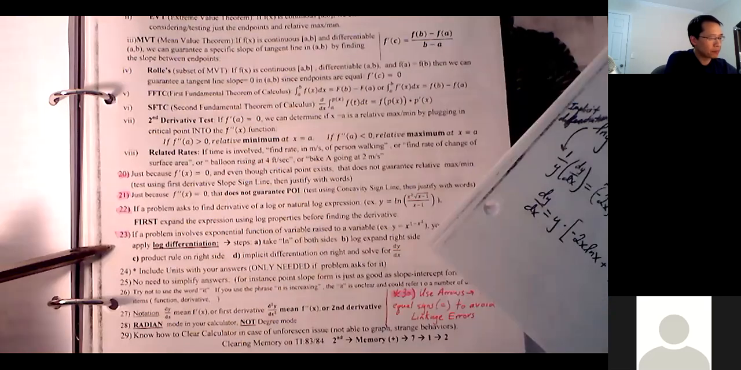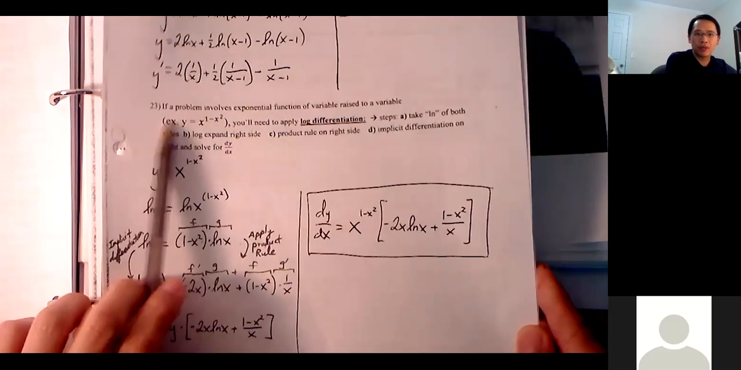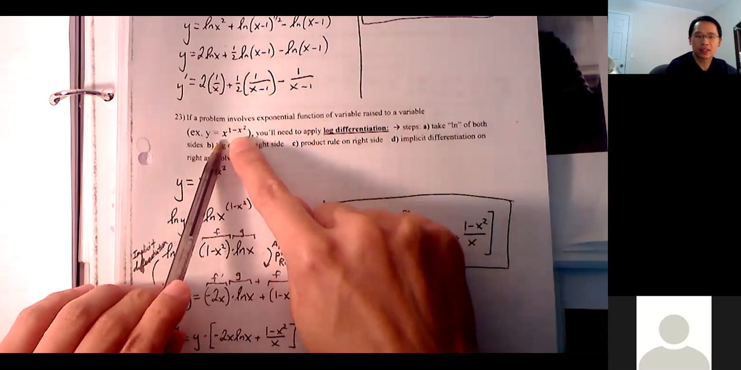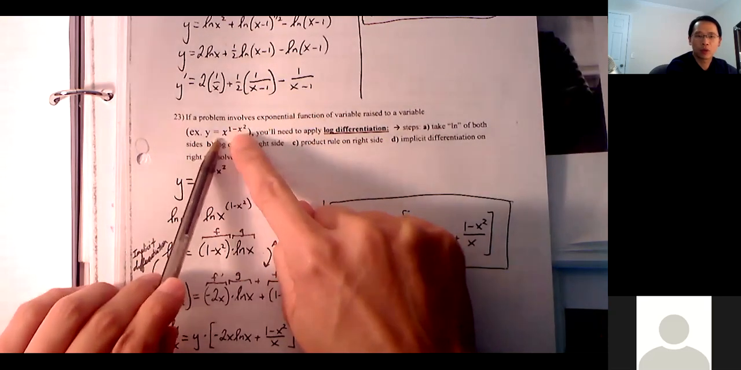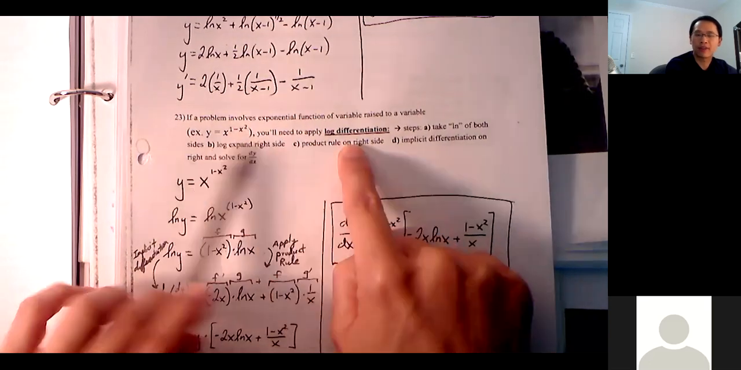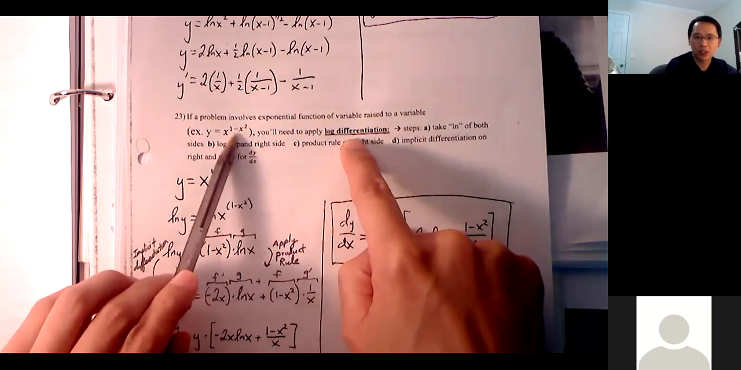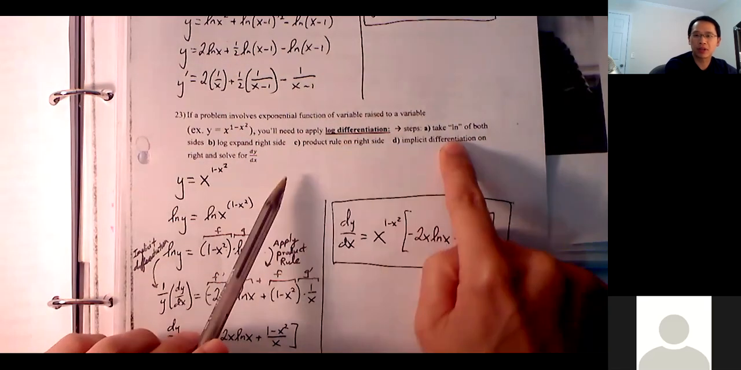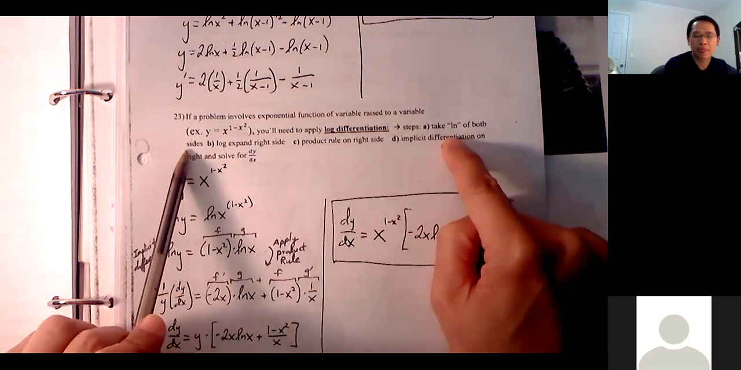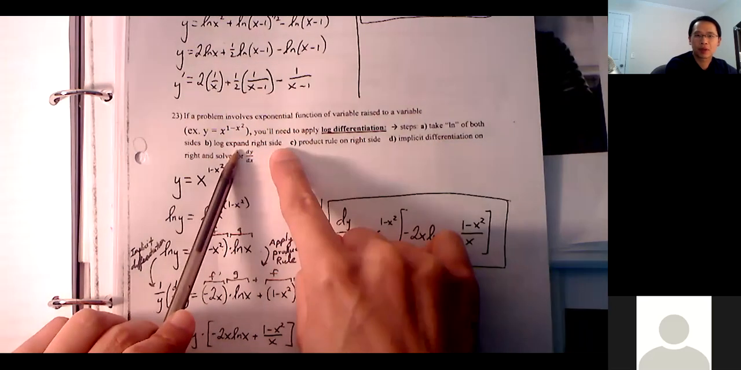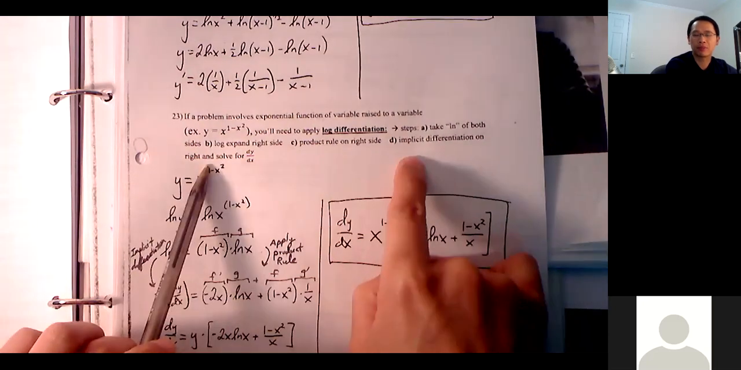Item number 23. If a problem involves an exponential function of a variable raised to a variable, let's say something that looks like this, x raised to the 1 minus x squared, we don't have a rule available that can find the derivative in this form. So we're going to take advantage of log differentiation. We're going to force this into a log problem so that we can bring that exponent down in front. The steps you're going to take: take the natural log of both sides, expand the right side using log properties, use the product rule on the right side, and then do implicit differentiation.